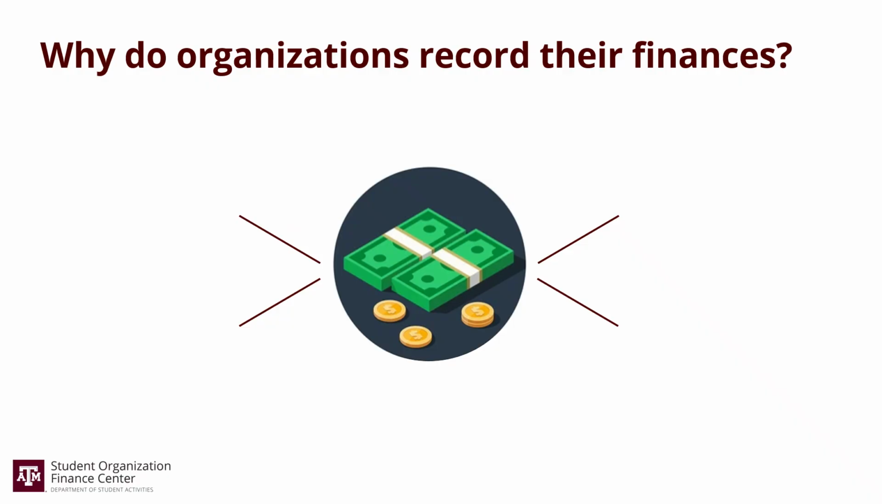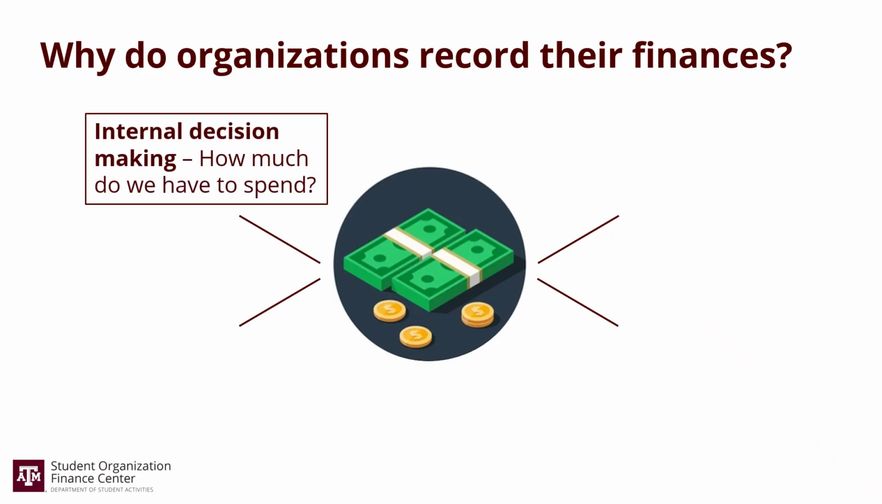Before we hop into how to track your organization's finances, first we must talk about the why. Why do organizations record their finances? There are four main reasons why organizations want to track the money that passes through their accounts. First is internal decision making. Organizations need to know how much money they have so they know how much they can spend. It's important to always know your running account balance so that you aren't overdrawing your account or, alternatively, not using your resources to their full capacity.